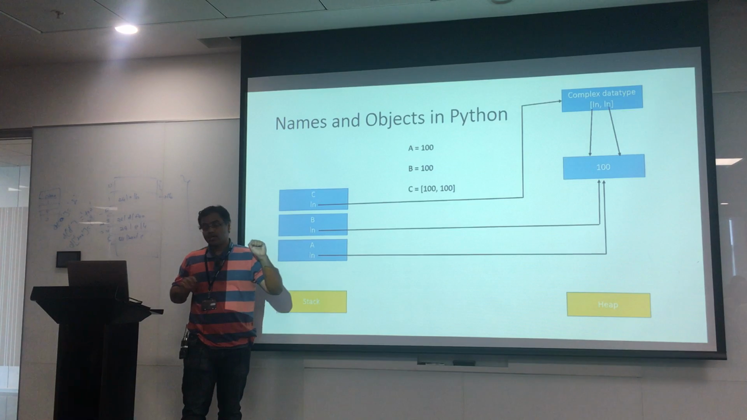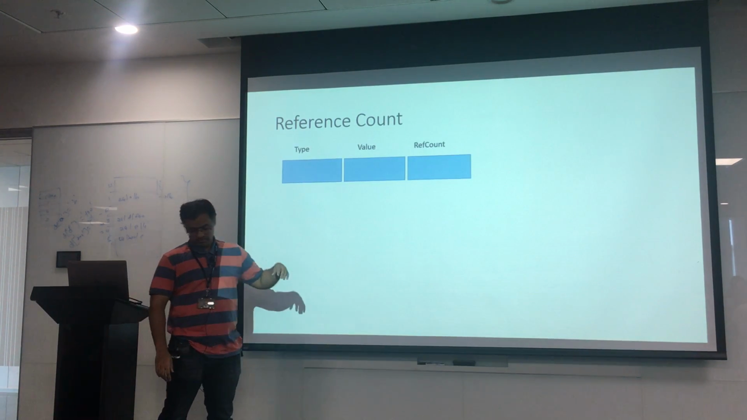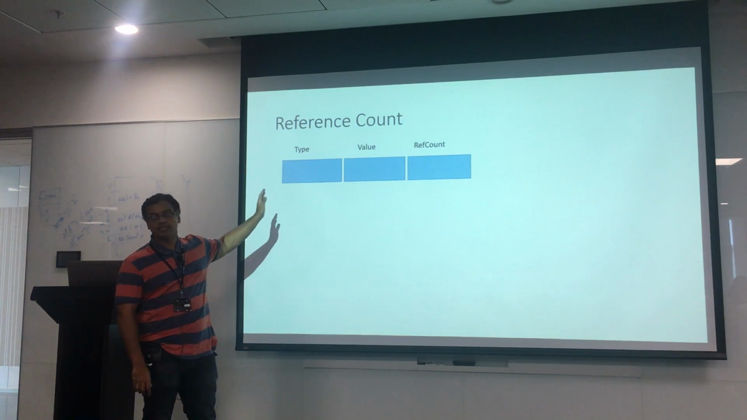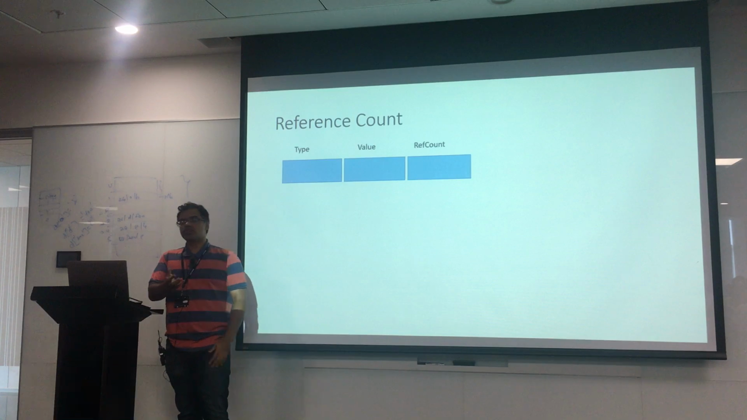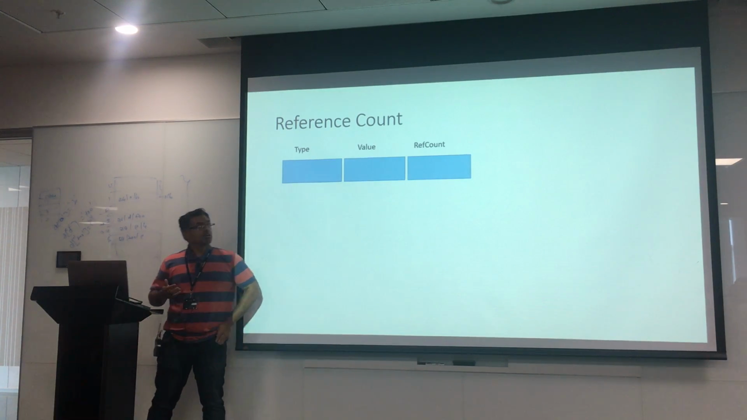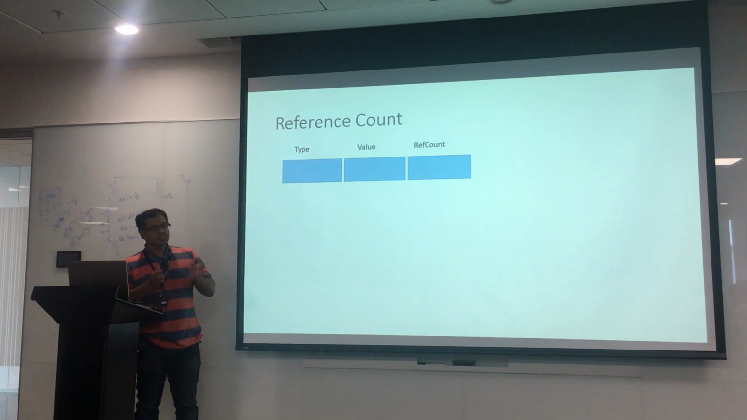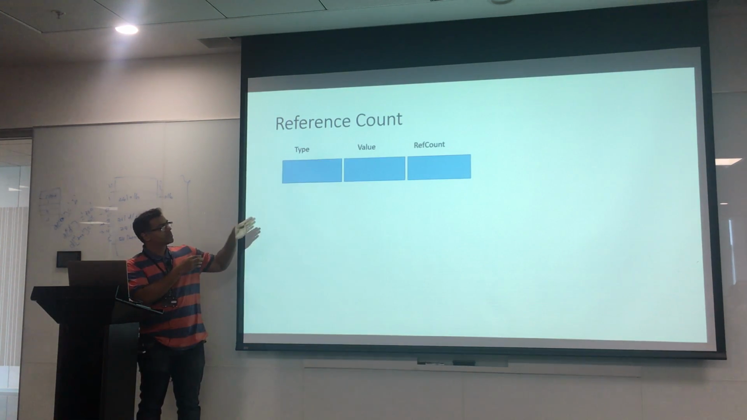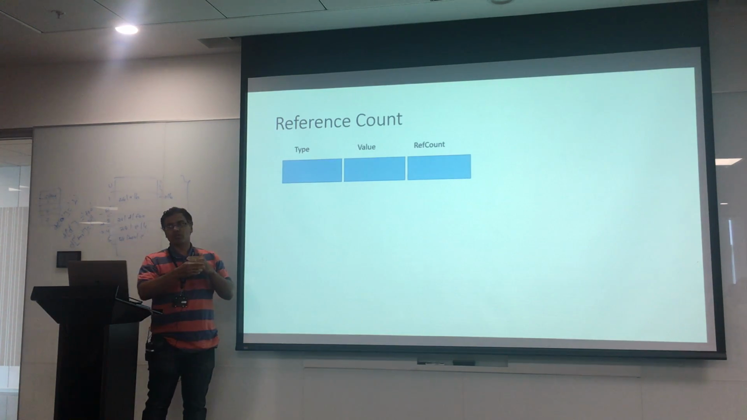Now each object has a structure something like this. What this means is there is a type, which tells you what that type is. It's either an integer or a complex object or whatever it is. The value of that, if it's simple, is just a static value. Otherwise, if it's complex, it's going to point to some other locations.